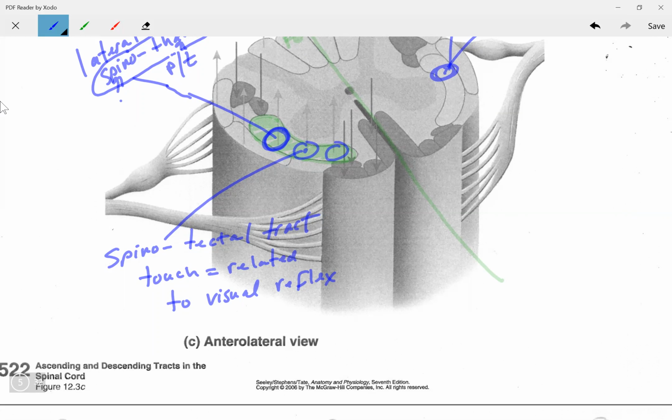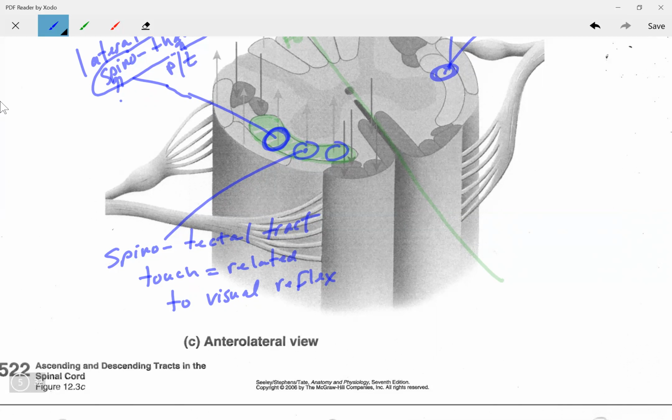Okay, if I came up to you with a basketball and pretended like I was going to throw it at your face, you would have some sort of a visual reflex. So vision plays a very important role in a lot of things that our body can do. Okay, so that's the spinotectal tract.